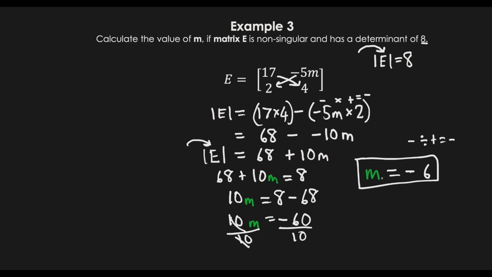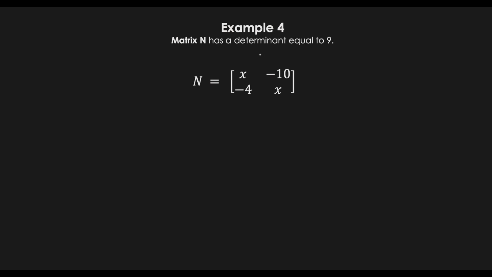So if we were to try to work this back out, we know for sure that m is equal to negative 6. So this example says that matrix n has a determinant equal to 9. So we are saying that n, the determinant, is equal to 9. So this means it's non-singular. The fact that it is not equal to 0, we know it's a non-singular matrix. This is just for revision purposes.